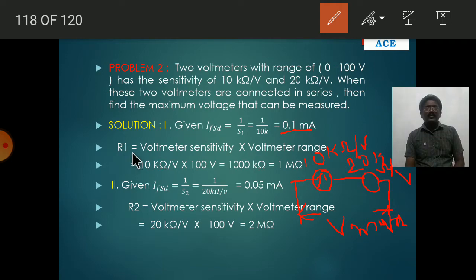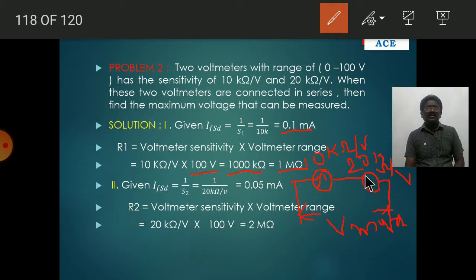Now calculate resistance R1. Here resistance R1 equals voltmeter sensitivity times voltmeter range. Already given voltmeter sensitivity as 10 kilo ohm per volt, substitute here. Given range 0 to 100, this is the maximum voltage, so write 100 volts. Simplify them, then you will get 1000 kilo ohms. You can write it as 1 mega ohm. This is the first value.